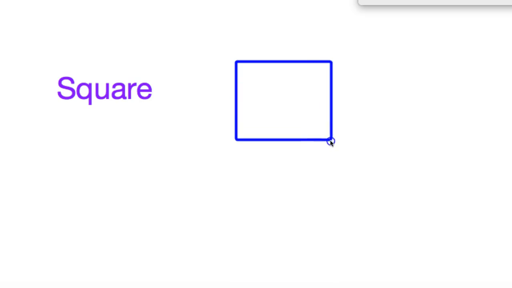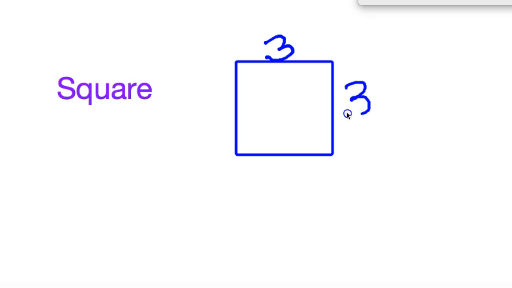First, remember that a square is a four-sided shape. All sides are equal length. That means if one side is 3 inches, all the sides are 3 inches.